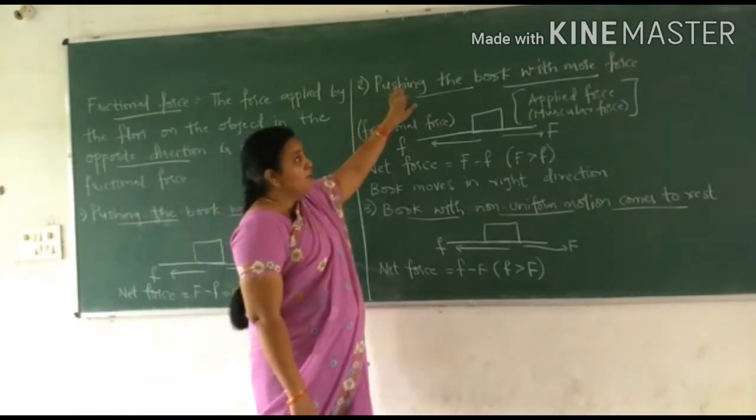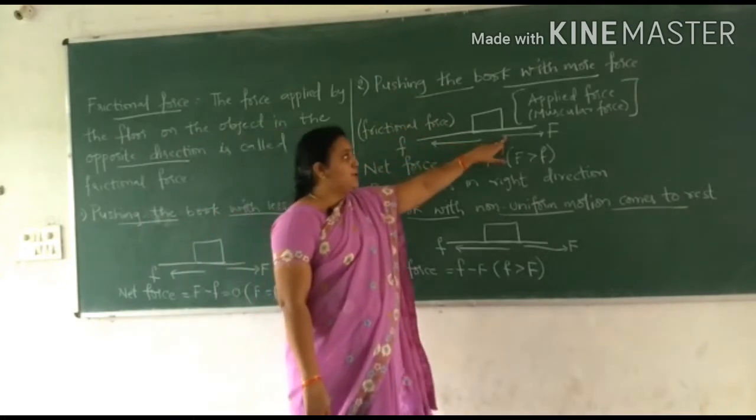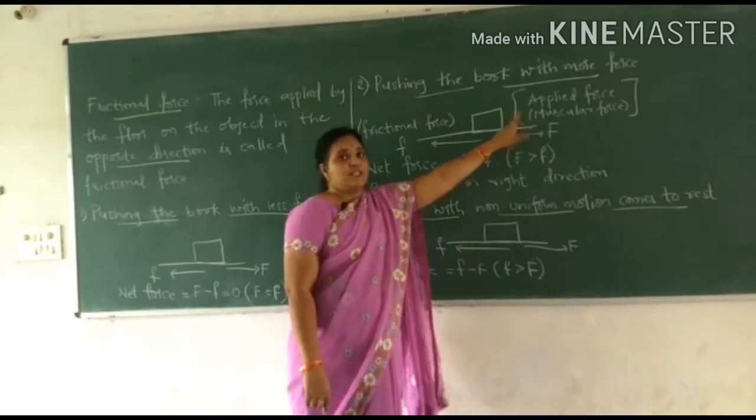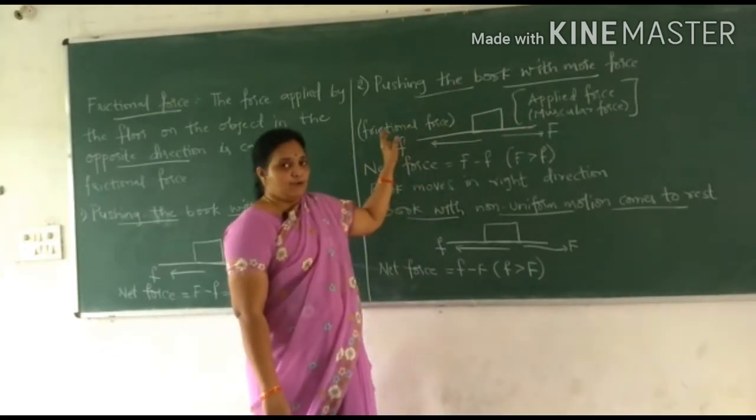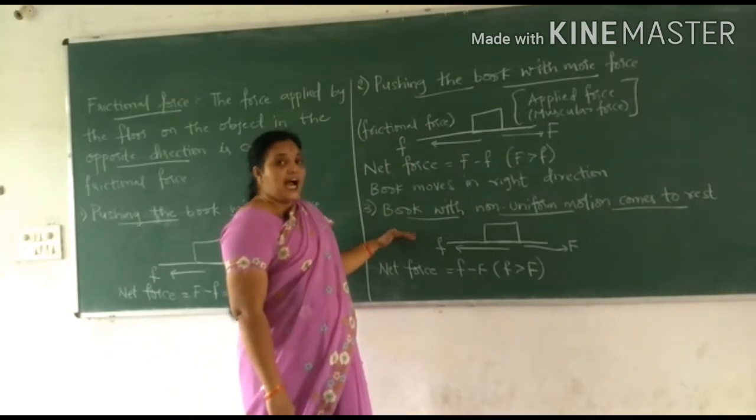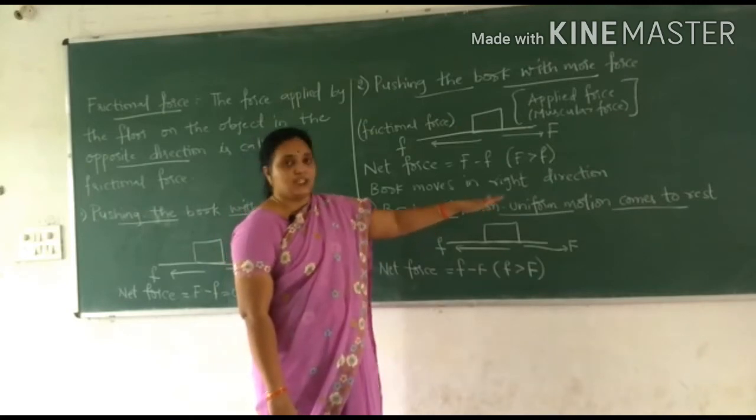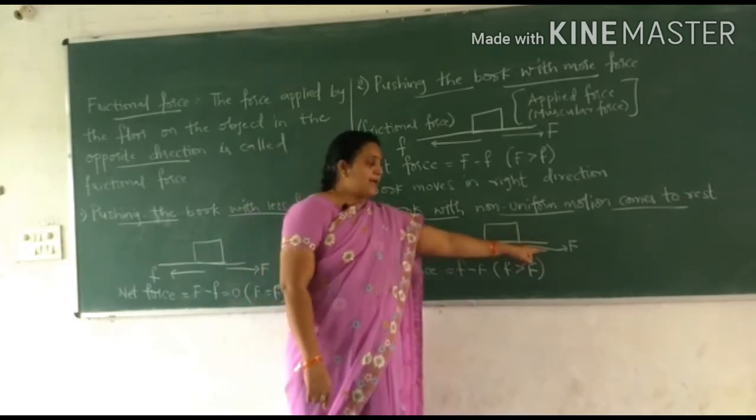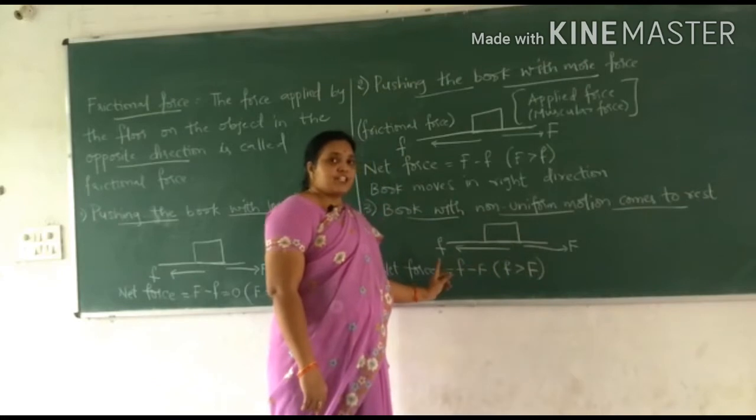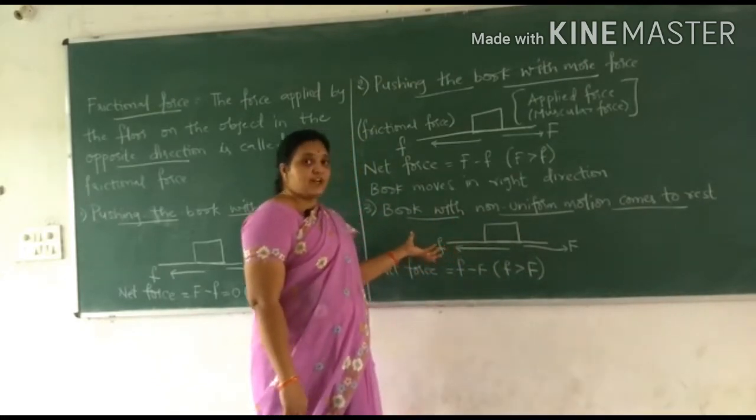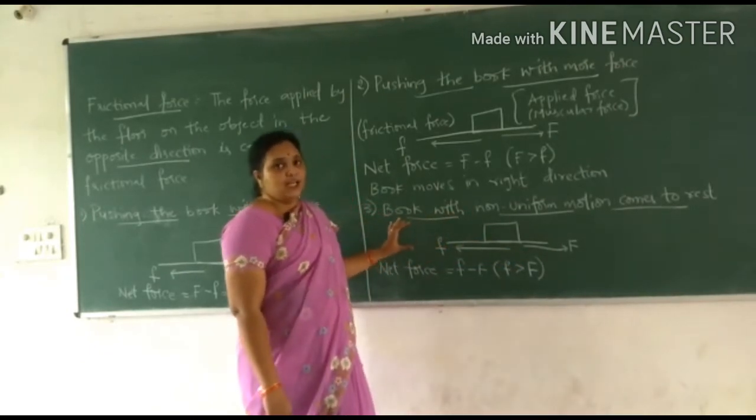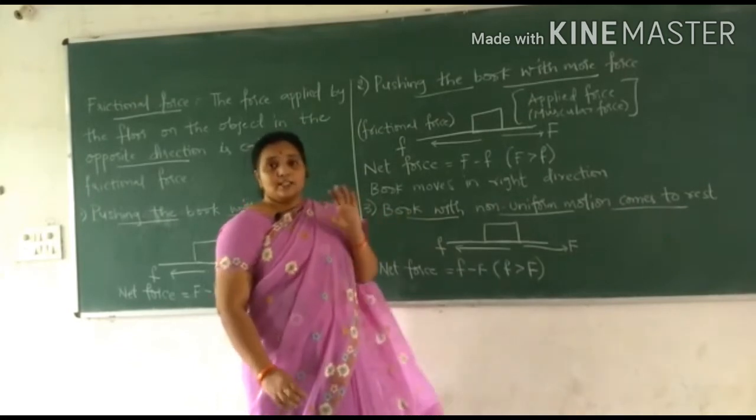Then what we have done? We have applied more force. When the force is applied more, the book started moving in the right direction because the applied force is more than the frictional force. And coming to the third situation, after moving a certain distance, the book came to rest. Book with non-uniform motion comes to rest. What happened in this situation? As the book is moving, the applied force became less and the frictional force has increased. This frictional force, which is acting opposite to the applied force, made the book come to the rest position.